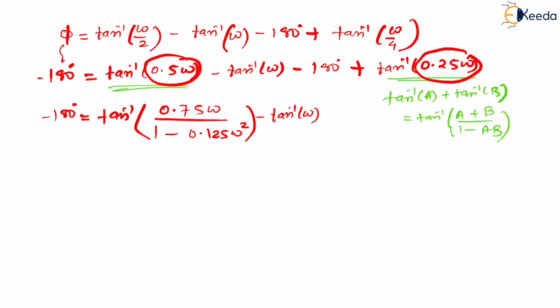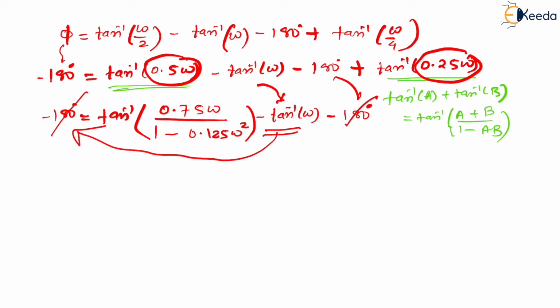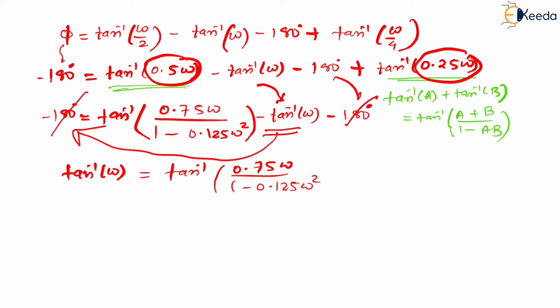Minus tan inverse of omega minus 180 degrees. These two also have to be written. Now, minus 180 degrees and minus 180 degrees will get cancelled. Let me just shift this to the LHS. Then I get tan inverse of omega equal to tan inverse of... You may find this one quite lengthy, but it's okay. For understanding, it is important.